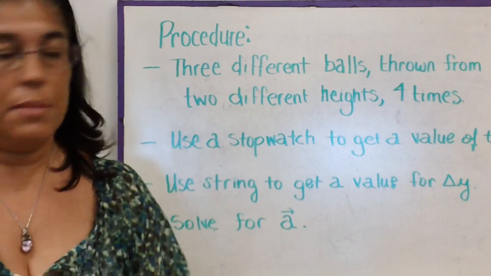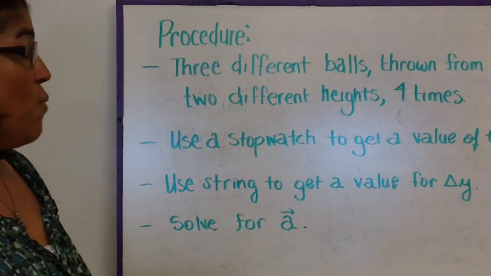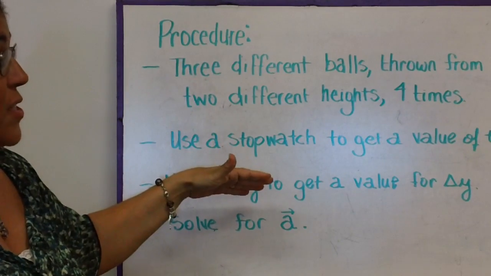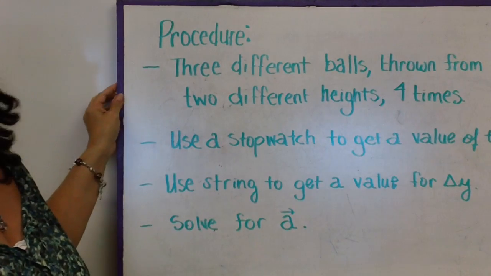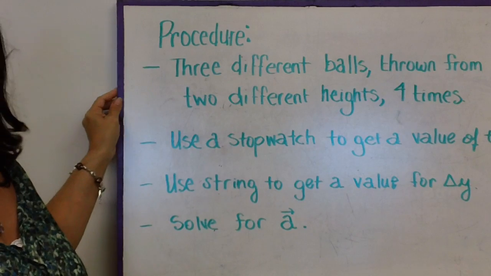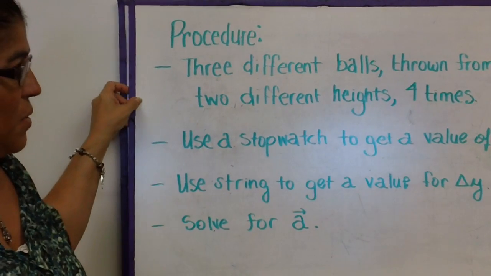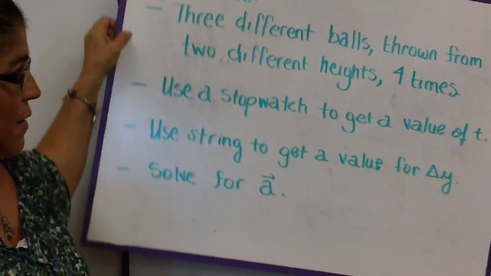Okay, and after we figure all this out, we're going to put it in a data table, and then we're going to be able to solve for our acceleration due to gravity, which hopefully should be around 9.81 meters per second squared.